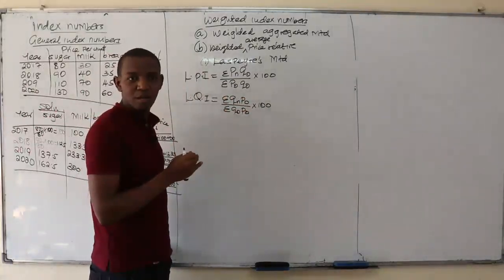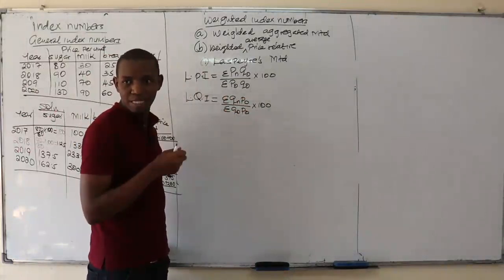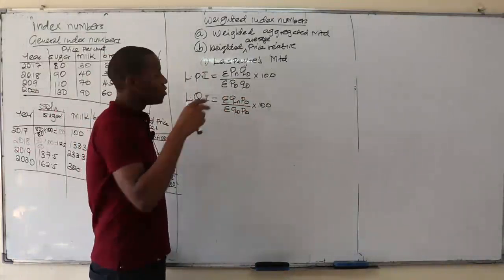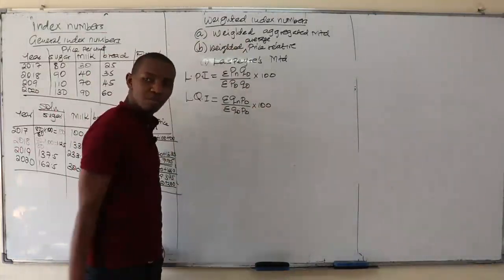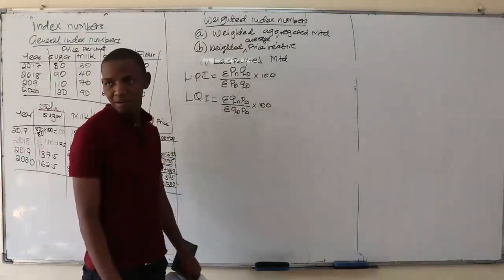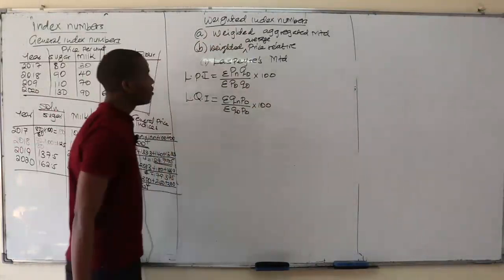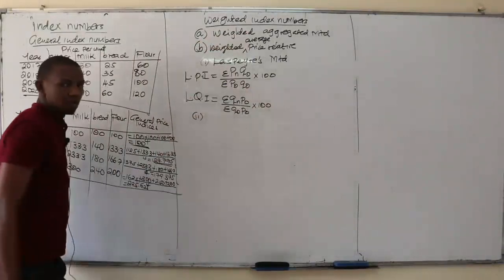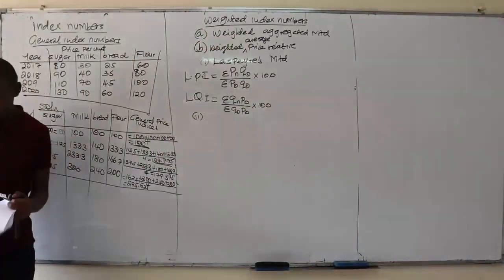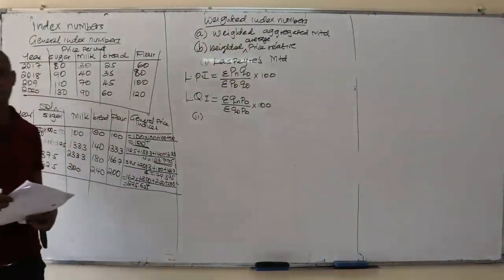Sawa. In this case you will be given prices and quantities. We'll also be able to look at some of these examples. You will be given prices for given years and quantities for the same year and other years. For you to compute this, we'll also be able to see such questions.